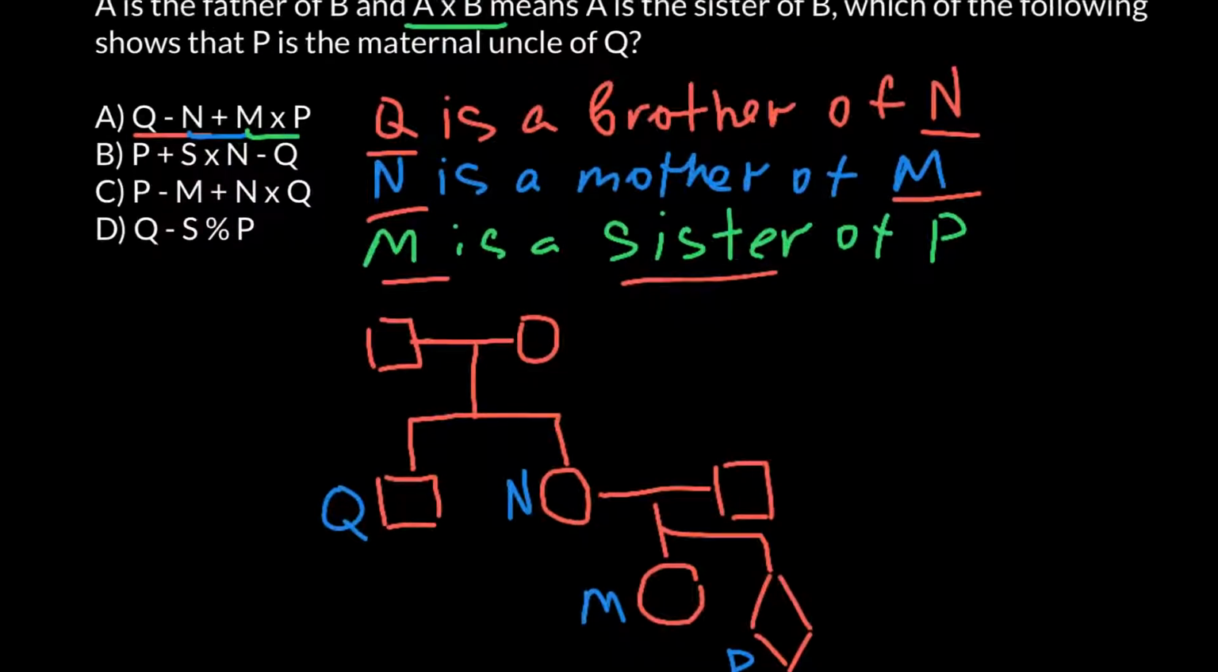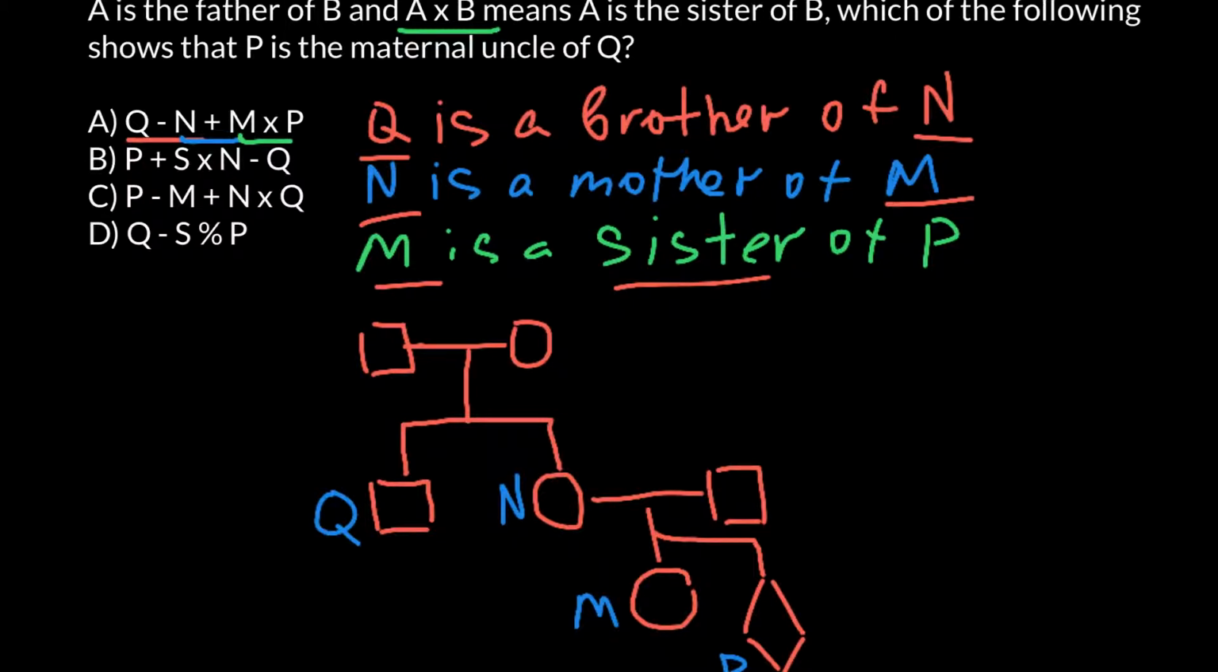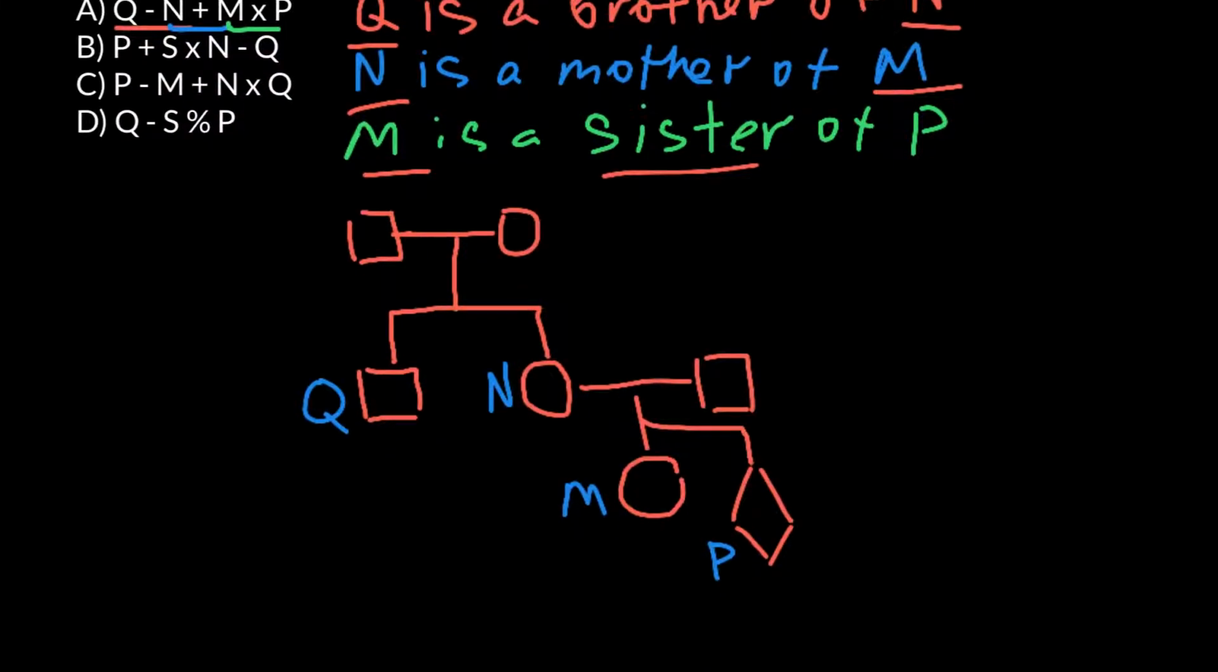Now let's return to our question. And the question is, again, which of the following shows that P is a maternal uncle of Q? And of course now you see that according to this pedigree, P cannot be a maternal uncle of Q. Actually, Q is a maternal uncle of P. So the first answer is wrong.